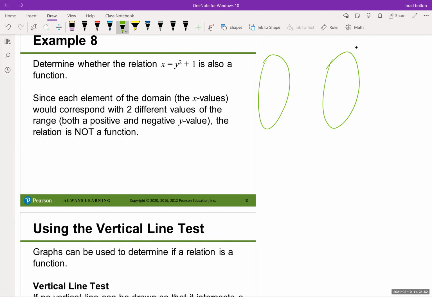Let me catch up in my notes real quick. So it says, since each element of the domain, the X values, would correspond with 2 different Y values of the range, both positive and negative values of Y, the relation is not a function. So what I could do is, this is my domain, this is my range.